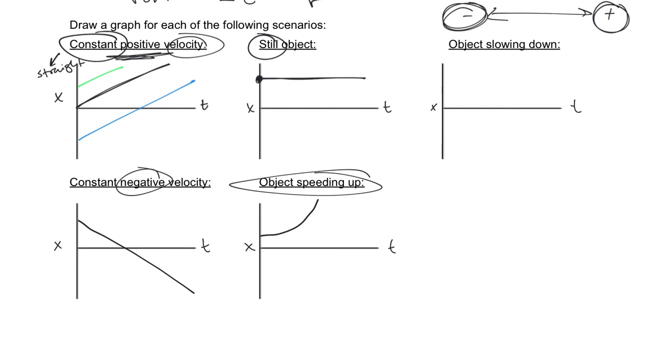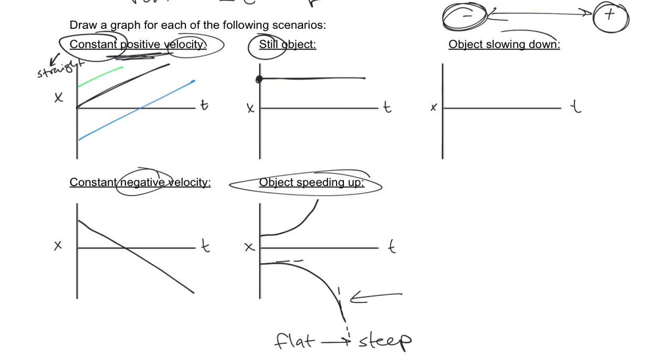But there are actually two options here. You can speed up going positive, but you can also speed up going negative. So if you look at this graph here, it starts off being kind of flat and ends up being pretty steep. Going flat to steep is speeding up.